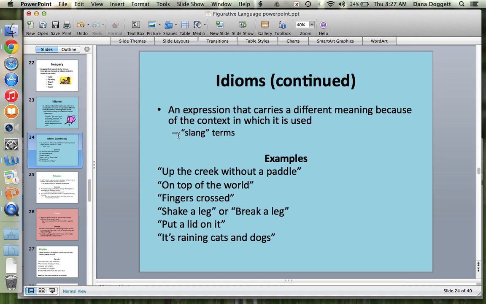A couple more idioms. On top of the world, you're feeling really built up. You're feeling very confident. You're not literally on top of the world. It's raining cats and dogs is another one we hear all the time. If you look out the window, you're not going to see actual dogs and cats falling from the sky. It just means it's raining a lot.